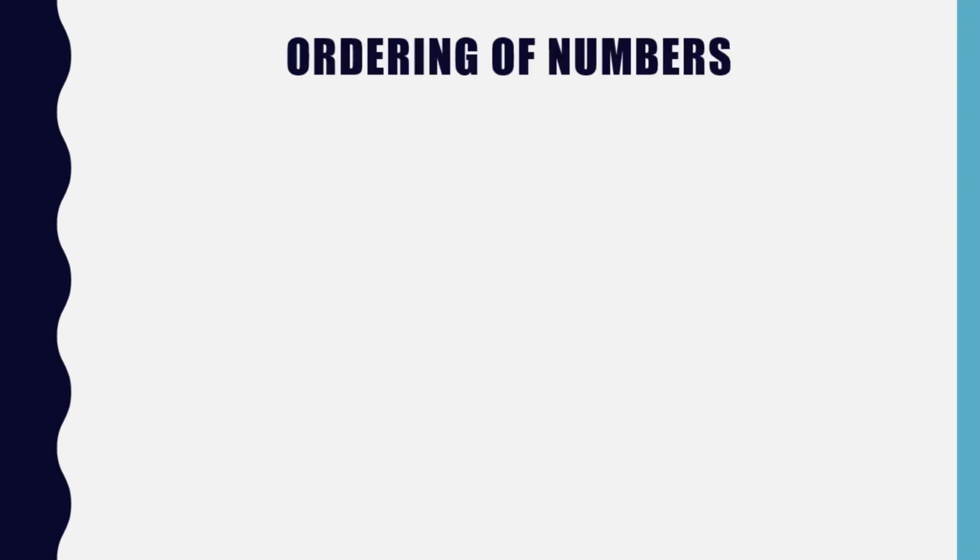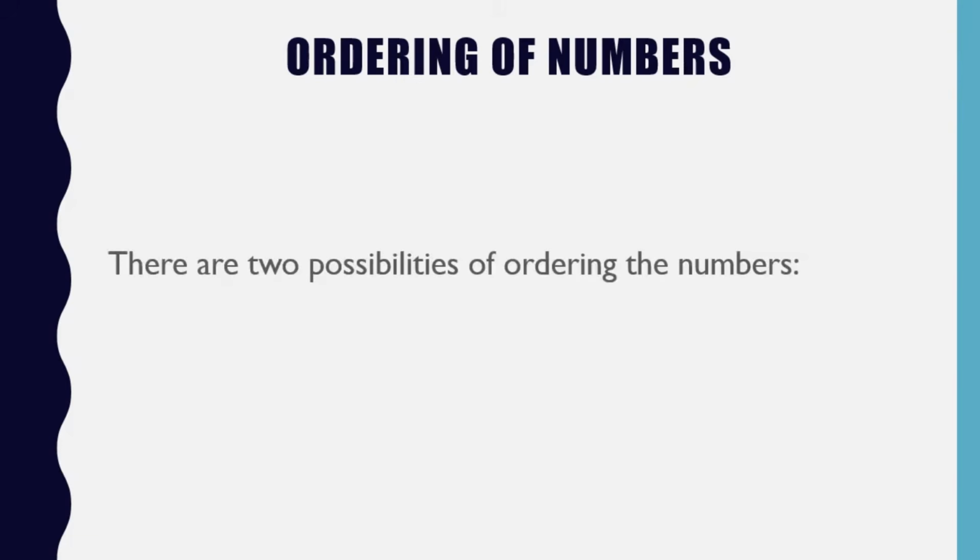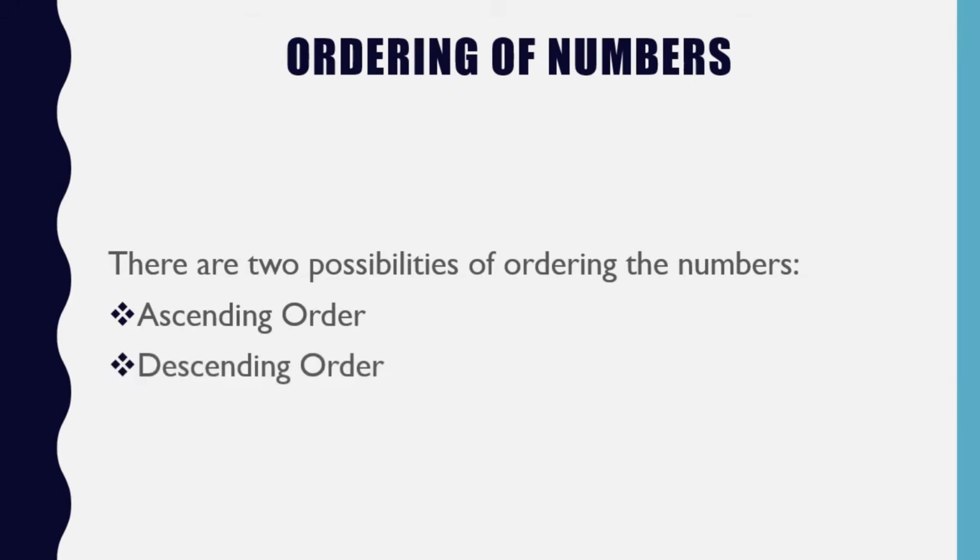Let's start off with our first topic, ordering of numbers. After practicing comparison of two numbers, you are now able to arrange many numbers in different orders. There are two possibilities of ordering the numbers. One is ascending order and the other one is descending order.